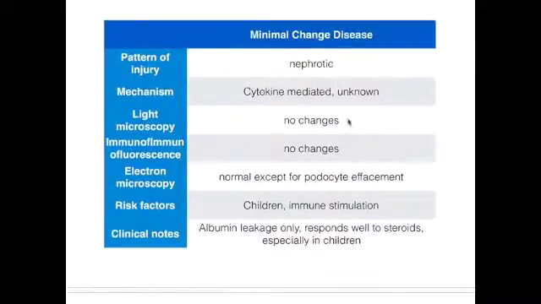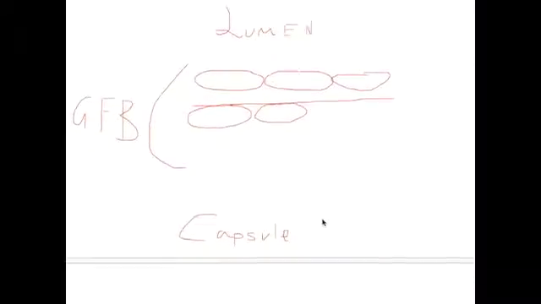So what happens in minimal change disease isn't really understood, except that it's thought to be cytokine mediated. So there's some kind of stimulus to the immune system that leads to cytokines depositing or interacting with the glomerulus and causing a change in the glomerular filtration barrier. As we've discussed previously, nephrotic syndromes all relate to changes in the glomerular filtration barrier, which is the three layers separating the luminal contents of the glomerular capillaries and the filtrate in the capsule.